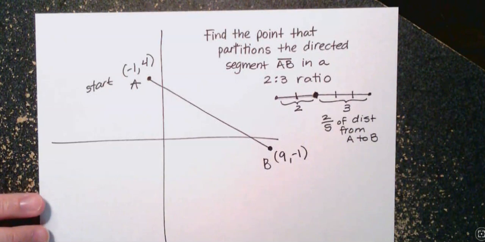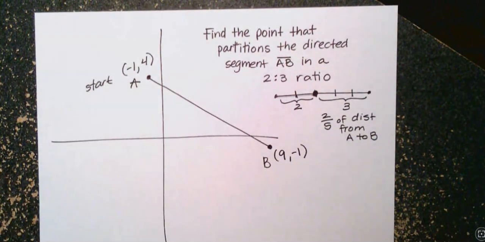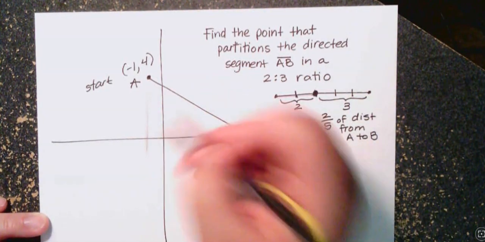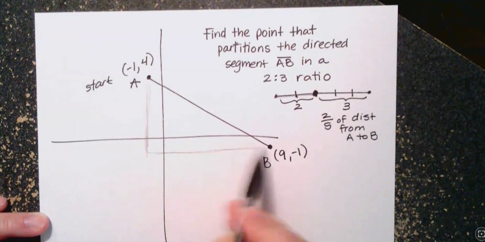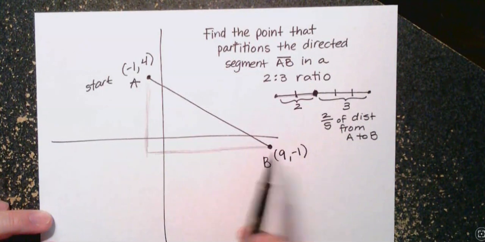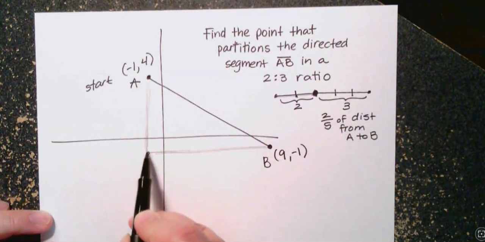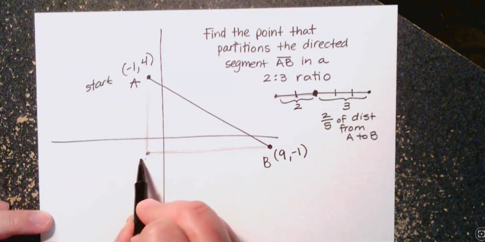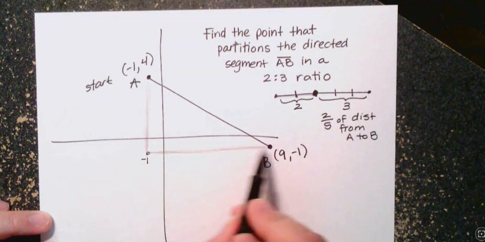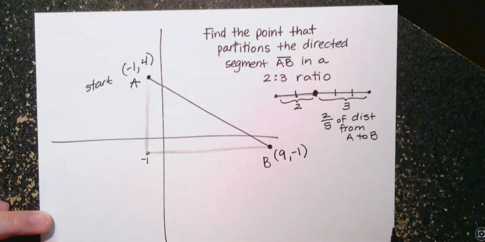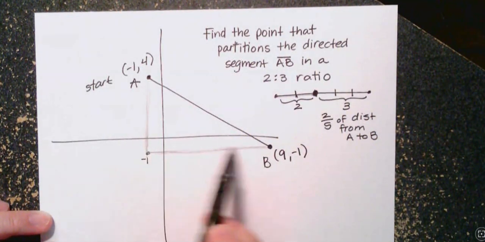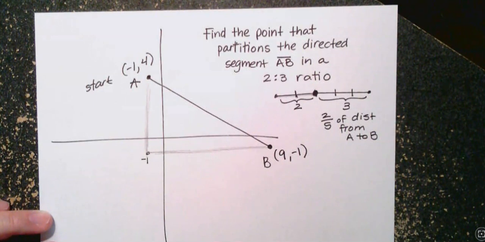So here's what we're going to do. We're going to look at the x and the y separately, just like we did before. When you're looking at just the horizontal and the vertical components, really it's like you're drawing a right triangle. So let's look at this. Here's my horizontal component. Horizontally it goes from x is -1 to x is 9, and I want to divide that up into a total of 5 pieces. So we want to go 2/5 of the way from -1 to 9. How far is it from -1 to 9?